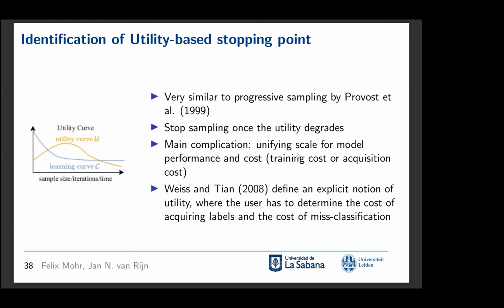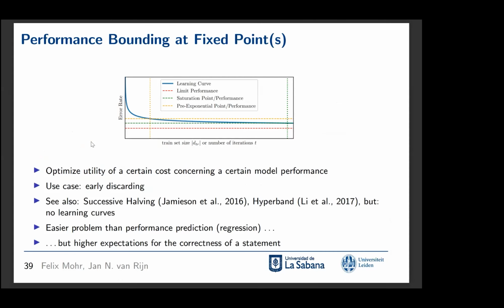And once you've determined this utility function, then basically what you do is actually what Provost already did in his previous work. You keep on sampling progressively, and the moment that the utility curve starts to drop, this basically means that you overshoot your target, and that means that you're done and you don't want to continue any further.